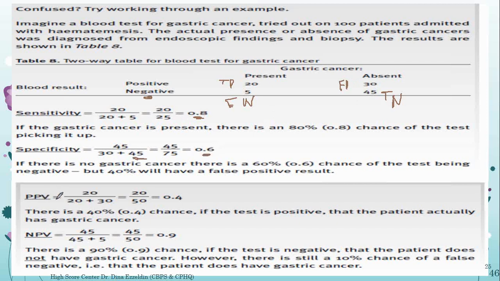Positive predictive value equals the true positive divided by true positive plus false positive. So it's 20 divided by 20 plus 30. All of them is positive. The negative predictive value is the true negative, which is 45, divided by true negative plus false negative. So it's 45 divided by 45 plus 5. I hope that it's clear now.